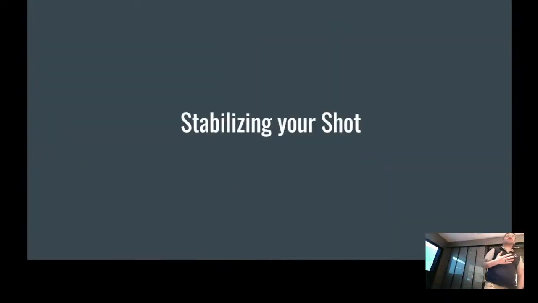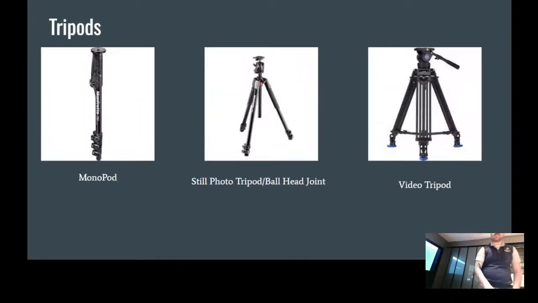Now, one of the final things to talk about is stabilizing your shot. And there's a few different ways that you can go about this. A lot of people will look into tripods. Tripods are a great starting point, especially if you're not doing video that requires movement or anything that requires you to run and gun. Monopods are great, still photo tripod or ball head joints are great. But for video specifically, you probably want to get more of a video-centric tripod that offers you the pan, tilt, and rotational methods.